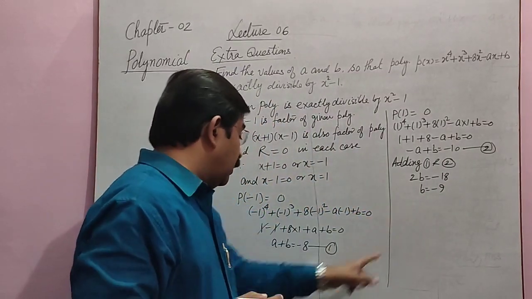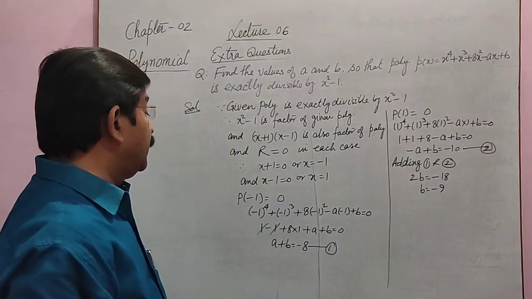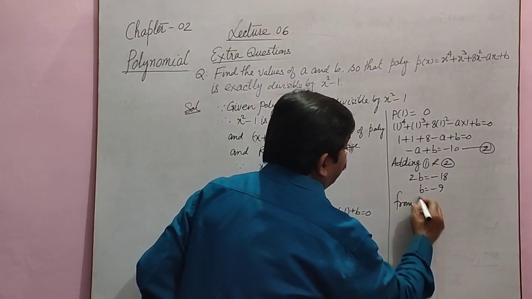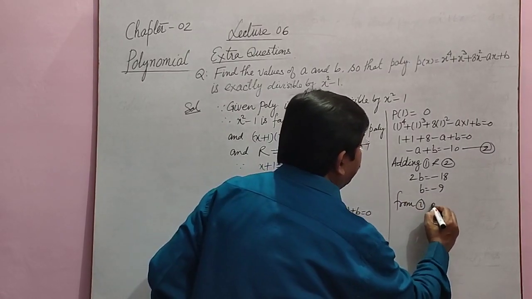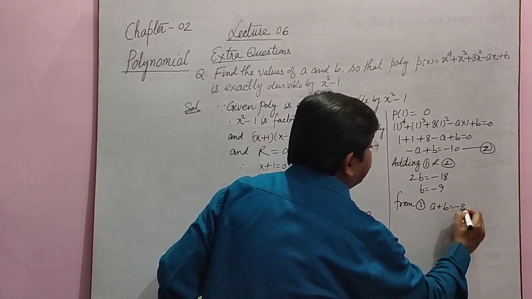Now substitute the value of b in equation number 1 or in equation number 2. We can get the value. So from equation number 1, we have a plus b is equal to minus 8.